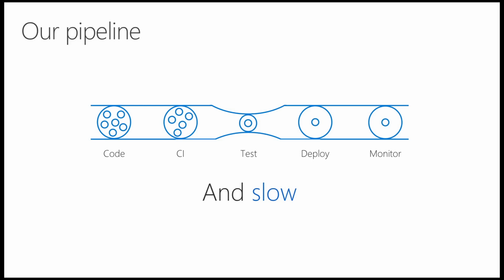The reason for this is because while we could code very quickly, and we got to a place where, using continuous integration, we could build and run unit tests very quickly, when it came time to truly test our application and make sure that what we built would run on our actual customers' devices, it was very slow and an intensive manual process.